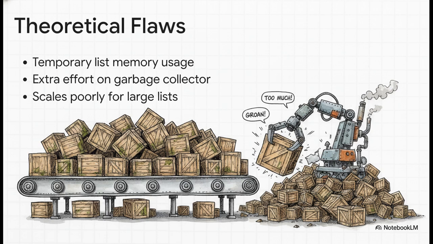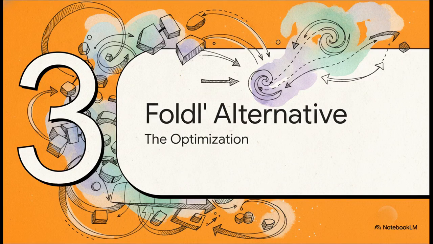Now, for a tiny script, sure, it wouldn't really matter. But as Ang points out, when you scale this up to massive digital novels with thousands and thousands of chapters, creating that temporary list wastes a massive amount of memory and processing power. Which brings us to section 3, the foldl alternative. This is where the big optimization is supposed to happen.